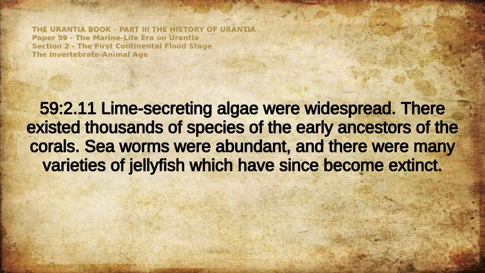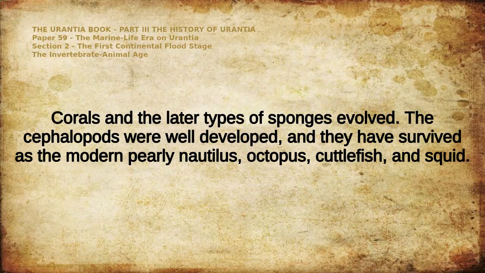Lime-secreting algae were widespread. There existed thousands of species of the early ancestors of the corals. Sea worms were abundant, and there were many varieties of jellyfish which have since become extinct. Corals and the later types of sponges evolved. The cephalopods were well developed, and they have survived as the modern pearly nautilus, octopus, cuttlefish, and squid.